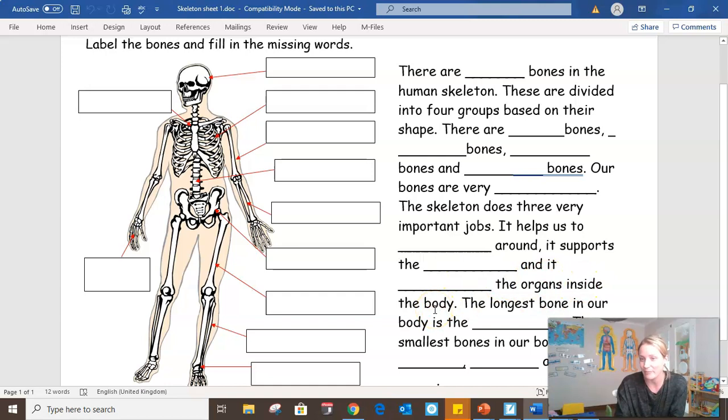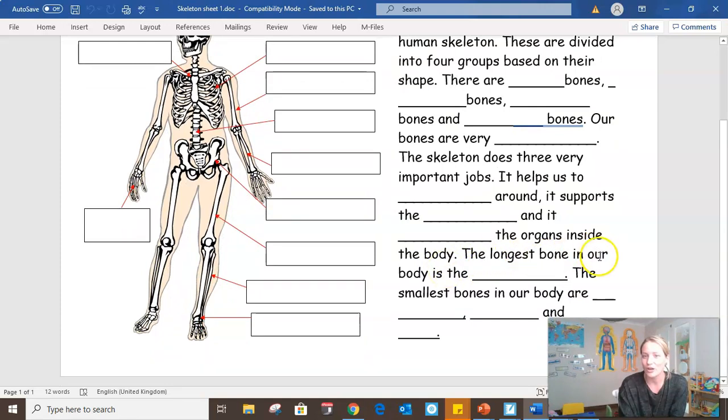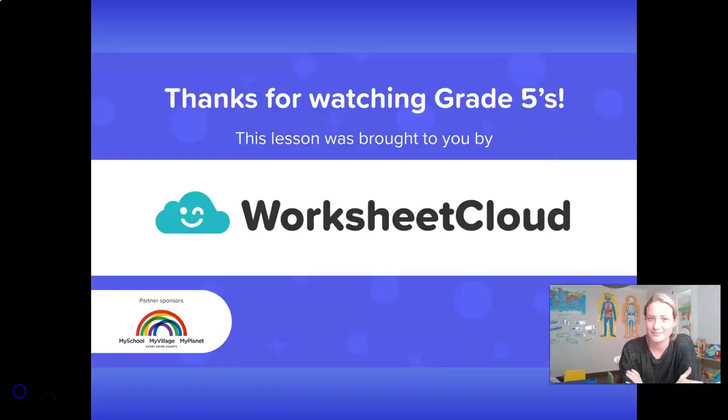Now earlier I remember saying to you, pay close attention because this will help you as part of your homework. The longest bone in the body is the what? And the smallest bones in our bodies are, and there's 3 names there. Now I remember telling you that they are in the ear. Your job is to research them for me.